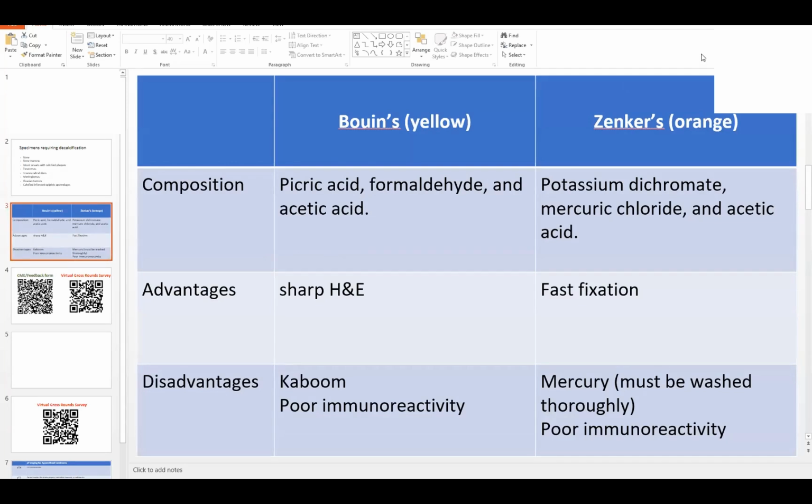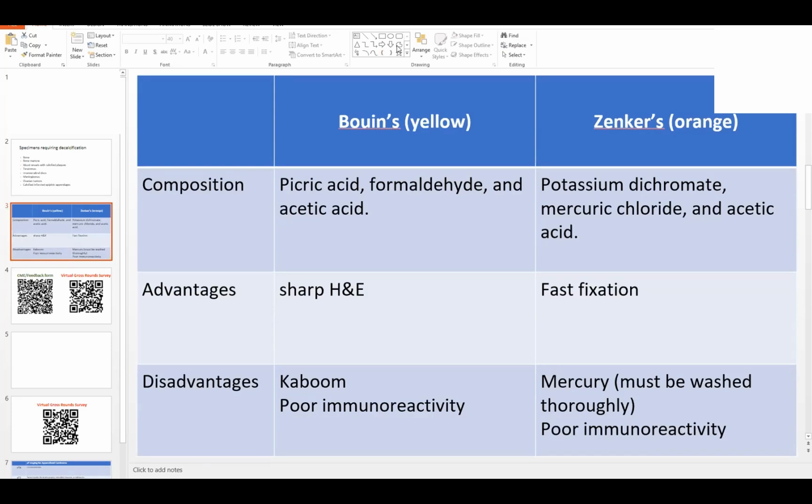With respect to those two solutions, I just wanted to highlight the difference between the two and why they've kind of fallen out of favor for the most part. Bouin's, I think we've had some discussions in previous times about its ability to explode. So just to be careful with that one. And Zenker's has mercury. So again, probably not the best thing to use. Regardless, both of them result in poor immunoreactivity. So for the most part, people have fallen out of favor for that one. I just wanted to bring it back to our samples here.